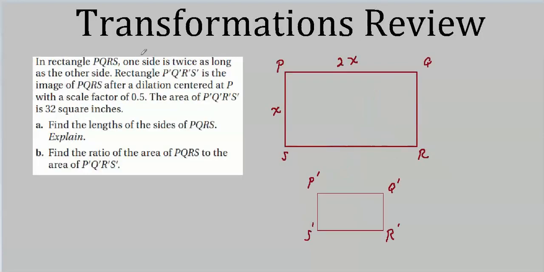Well, here's a problem where we've got a couple of rectangles. One is the image of the other under a dilation with a scale factor of 1/2. And they tell us the area of the image. That's this one, A prime, equals 32 square inches, or inches squared. They want us to find the lengths of the original. That would be the pre-image.